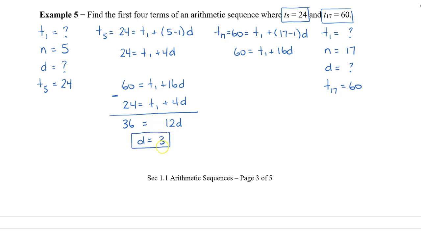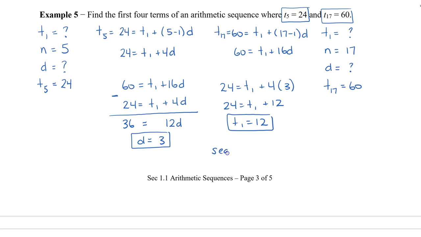Okay, now that we know our difference D is 3, we can either go backwards from 24 to figure out the first 4 terms, or if I want to go forward, I can find my first term. Let's do that so that we can practice using substitution. We're going to take D equals 3 and plug it into one of our equations. So 24 equals T1 plus 4 times 3. So 24 equals T1 plus 12. So T1 equals 12. By doing this, I find the first term, and now I can add the difference of 3 until I get 4 terms.